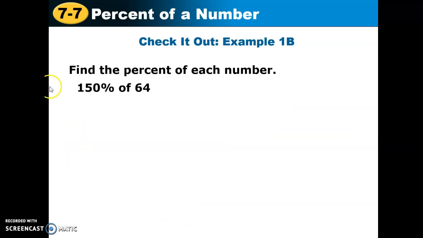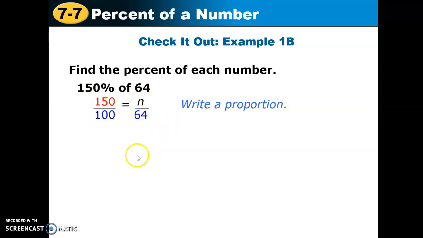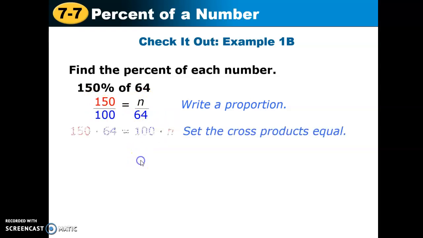Okay. 150% of 64. What did we just say? If your percent is over 100, guess what? You better end up with a number bigger than what you started with. Okay? Set up our proportions. 150 over 100 gives us 150%. And we're going to say n over 64. Okay? And we're going to cross multiply.